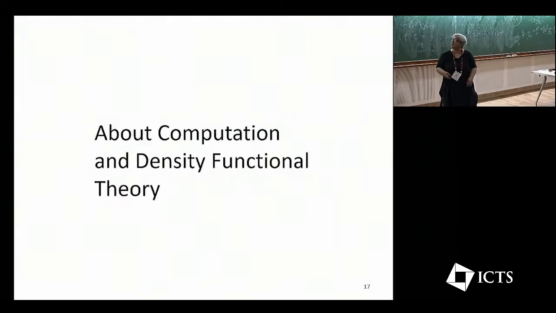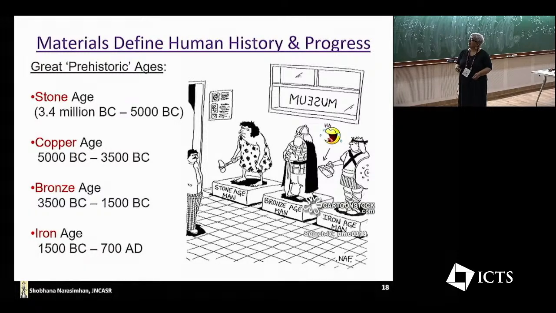Now I will tell you about computation and density functional theory. So, materials are what I work on, and materials are considered such a strong symbol of human civilization that we name the different stages in human civilization by the new material that they started using at that time. So you have the Stone Age, the Copper Age, the Bronze Age, the Iron Age, etc. And some of my students told me I have to put this smiling face there, otherwise you won't notice this iron here and understand why it's a joke about the Iron Age.